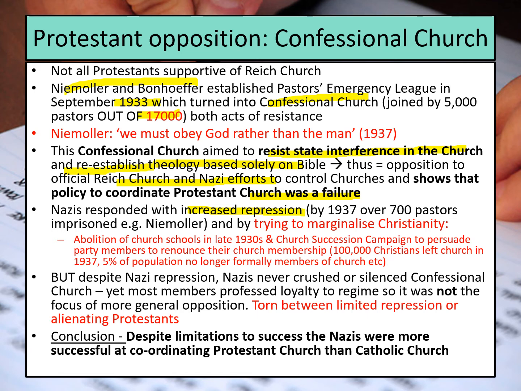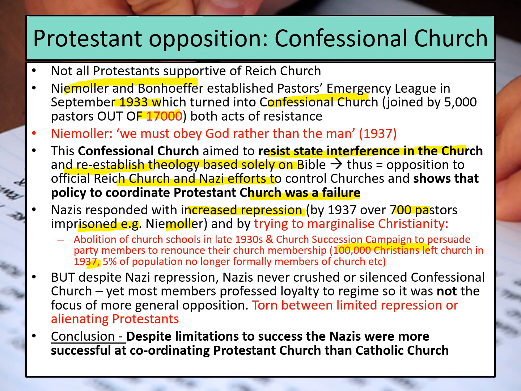So out of those 5,000 pastors that joined the Confessional Church, by 1937, over 700 of them had been imprisoned, including one of the leaders, Niemöller, and they tried to also marginalise Christianity as a result of this as well. So, for instance, they tried to get all church schools to be abolished in the late 1930s and tried to get some people as well to try and renounce their church membership. So as a result of that, 100,000 Christians left the church in 1937, and 5% of the population were no longer formally members of the church.